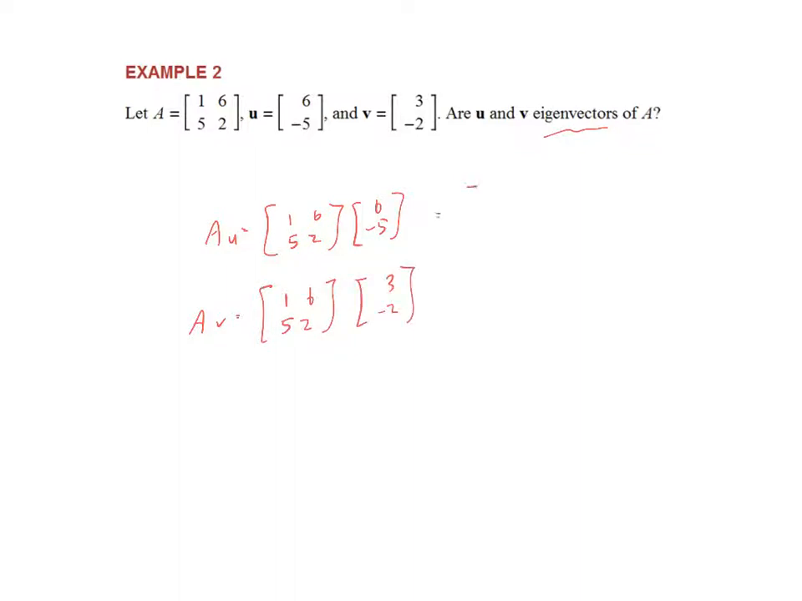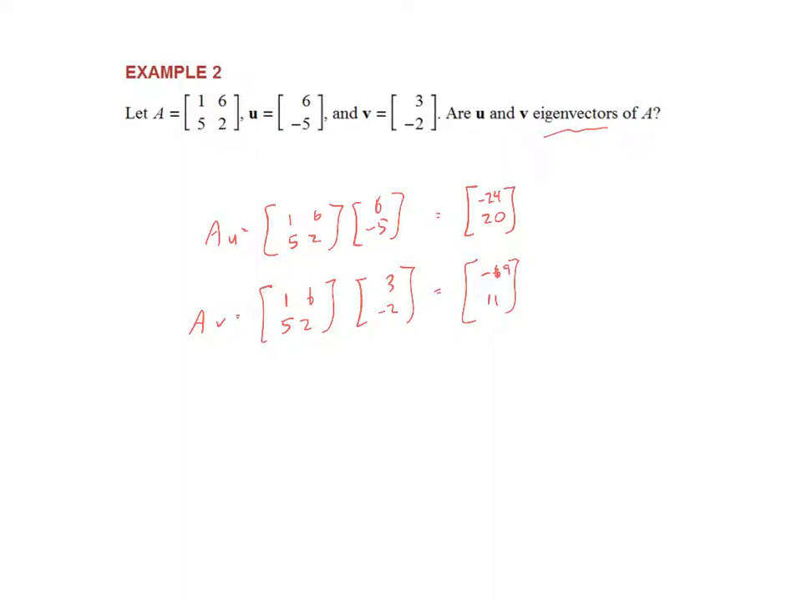We find those two products, what that vector is, and check to see if it's a scaled version of what it once was. So A times U, row by column again, we have 6 minus 30 is negative 24, and we have 30 minus 10 is positive 20. And then 3 minus 12 is negative 6. 15 minus 4 is positive 11. Oh, that 6 should be a negative 9, rather.